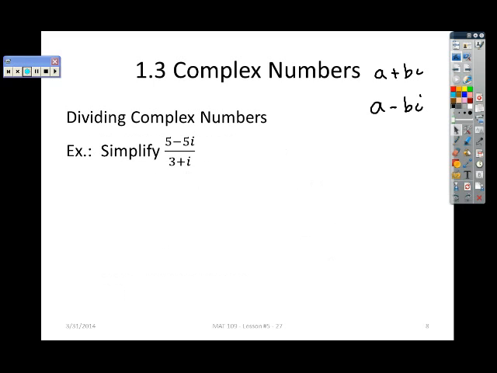So let's look at an example. Here is a complex division. It's complex division because this has an i in the denominator. What's the conjugate of the denominator? Yeah, 3 minus i. Don't pay any attention to what the numerator is right now. We're looking at the denominator. We want the conjugate of that, and we change the sign on the imaginary part. So the conjugate is 3 minus i. Multiply both the numerator and denominator by that conjugate.